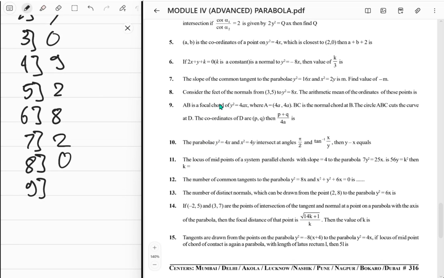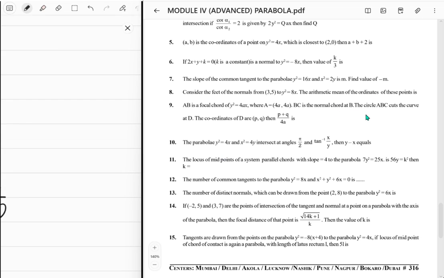Ninth. AB is a focal chord of y squared equal to 4ax, where a is this thing. BC is the normal at B. The circle ABC cuts the curve at D. AB is a focal chord, 2at is supposed to be 4a, then t has to be 2. So the other point, b, is t equal to negative 1 upon 2. Let me just write it down. A is t equal to 2, and b is t equal to negative 1 upon 2, right? Okay, BC is the normal chord at B. So you can figure out what c is. The circle ABC cuts the curve at D.